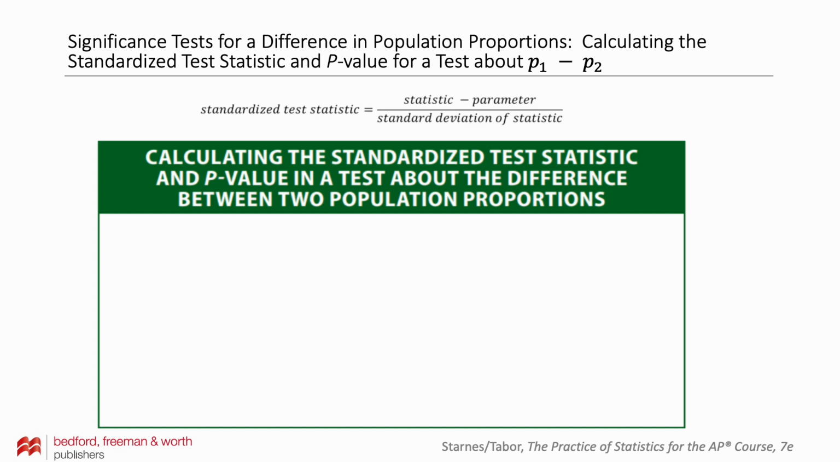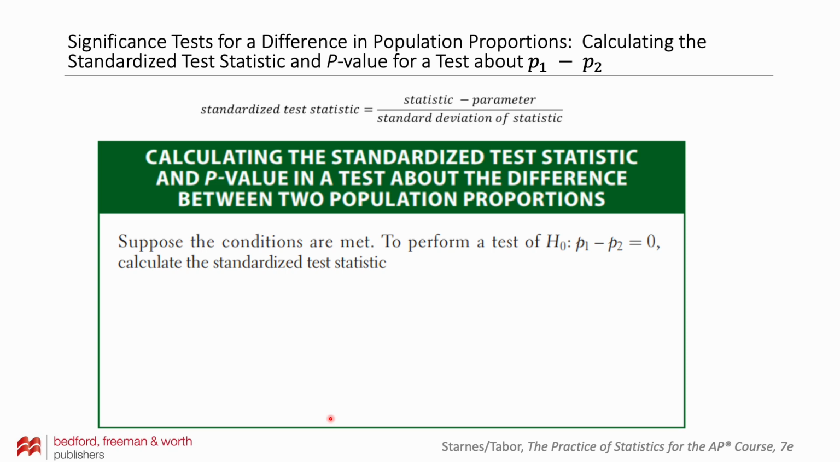Now, we're going to go back and think about how we find our standardized test statistic. Remember, it's our statistic minus our parameter, over the standard deviation of the statistic. Our statistic here, remember we're talking about the difference, so it's going to be p hat sub 1 minus p hat sub 2, minus our parameter. With our parameter, we always go back to our null hypothesis, and in our null hypothesis, it was 0. Now you do have to be careful. Usually it is 0, but not always. But for most cases, it will be.